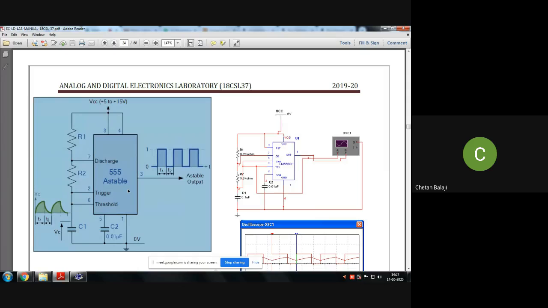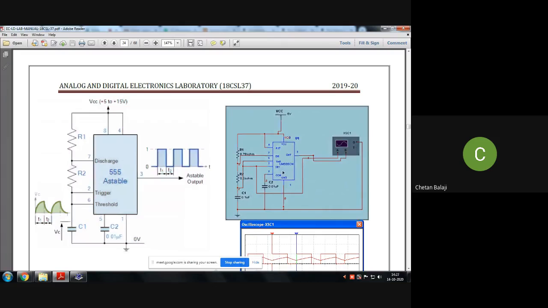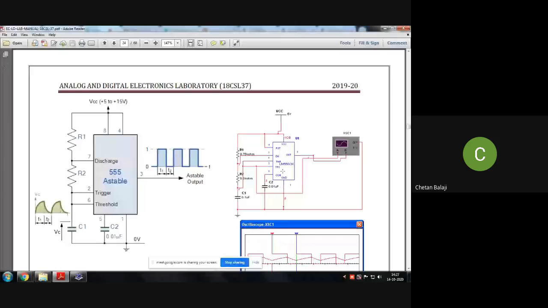Now I have to start rigging up the experiment. Look here, for the pin connections: pin number 4 and 8 are shorted and given to the power supply VCC. Then take two resistors, one of 8.79 K and one of 5.6 K, and two capacitors, one of 0.1 and another of 0.01. We need R1 of 8.79 K, R2 of 5.6 K, and one capacitor of 0.1.